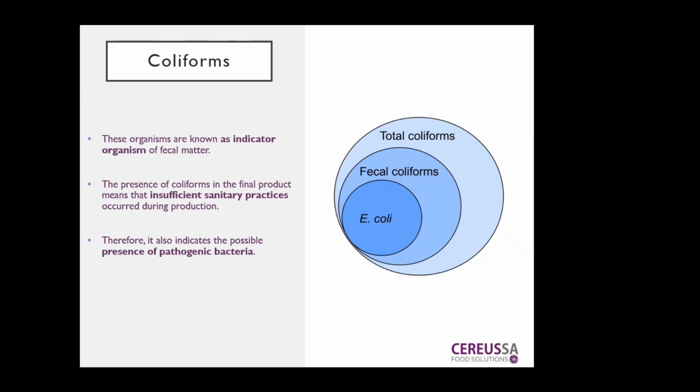Coliforms are a group of microorganisms called the indicator organisms. They are like family of the E. coli organism. High numbers of coliforms in your product can also indicate the presence of some other pathogenic bacteria. So they are almost like the warning lights or the warning signs. If they are in high numbers, there's good chance of pathogens being present in your product.